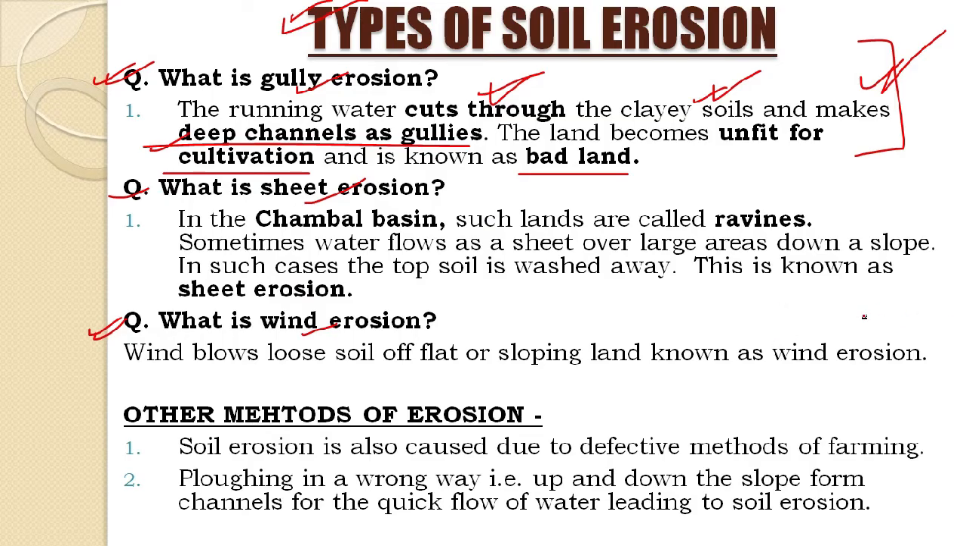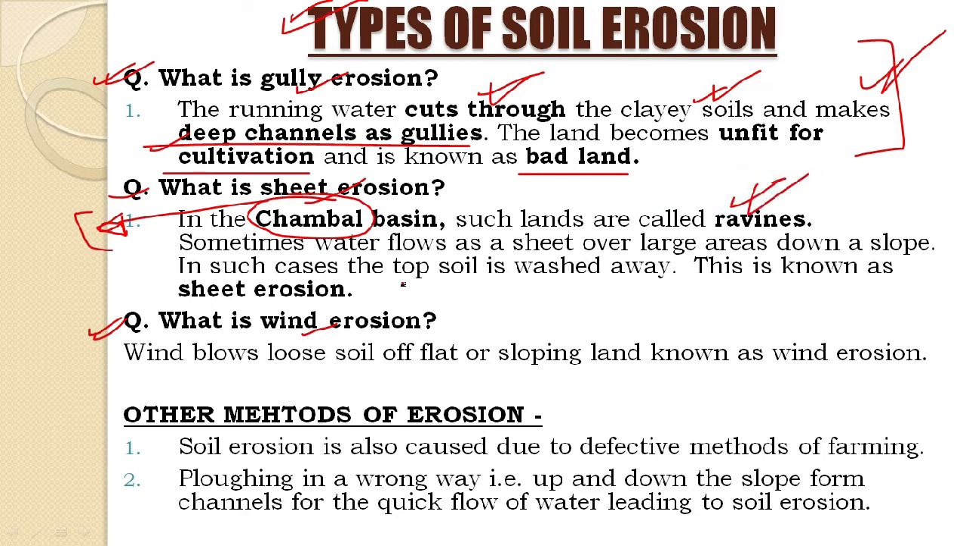Next we see what is sheet erosion in the Chambal basin. Now I want you people to find me where is Chambal. Okay, we have studied this in chapter 2 of physical features of India in class 9. So kindly tell me where is Chambal basin. Such lands are called ravines.